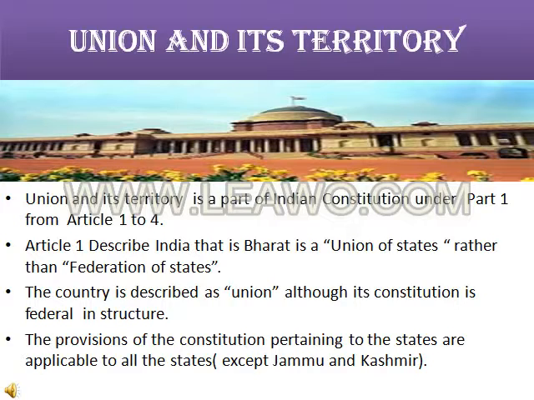Next point is, the country is described as a union, although its constitution is federal in structure. I already told it. The provisions of the constitution pertaining to the states are applicable to all states except Jammu and Kashmir. Means whatever the rules, whatever the articles are mentioned, and whatever the constitutional applications are there, all are applicable in all the states of India, besides Jammu and Kashmir. Why is Jammu and Kashmir an exception case? Just because of Article 370. Jammu and Kashmir has got a special status under Article 370. We'll discuss Article 370 later on.